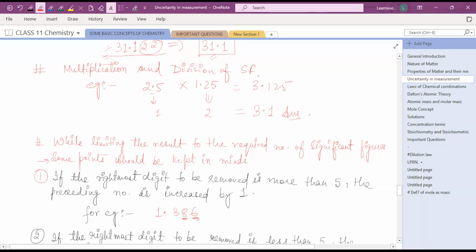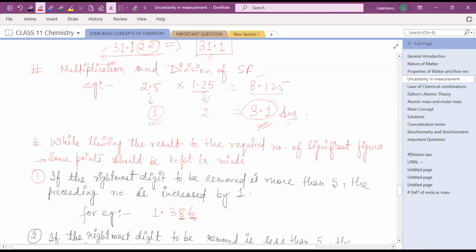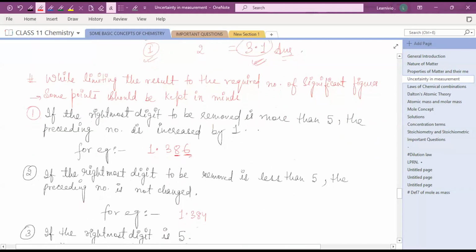Similarly, for multiplication and division, simply multiply it and write down the answer. And after the decimal, you only have to keep the minimum number of digits. Okay. So in this 2.5 and in this 1.25, right? In this number there are two digits after the decimal, but in this only one digit. So we will consider this 1, right? So in the answer we will put only one digit after the decimal. Minimum number of digits we just have to put in the final answer, because we are limiting the results.